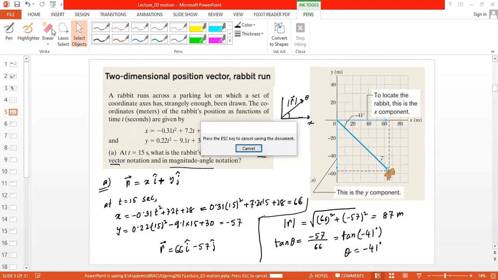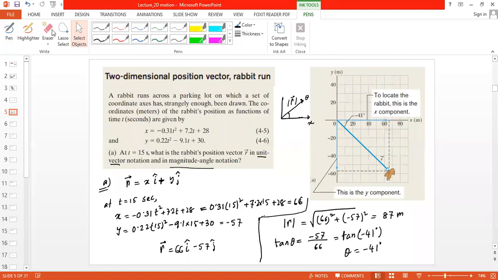Now my question is, what does minus 41 degrees mean? Plus angle, minus angle, have we ever discussed this in class? Not in class. So usually the angle is measured in the counterclockwise direction from the x-axis. If this is my x direction and I measure in this way, then we can say the angle is positive.